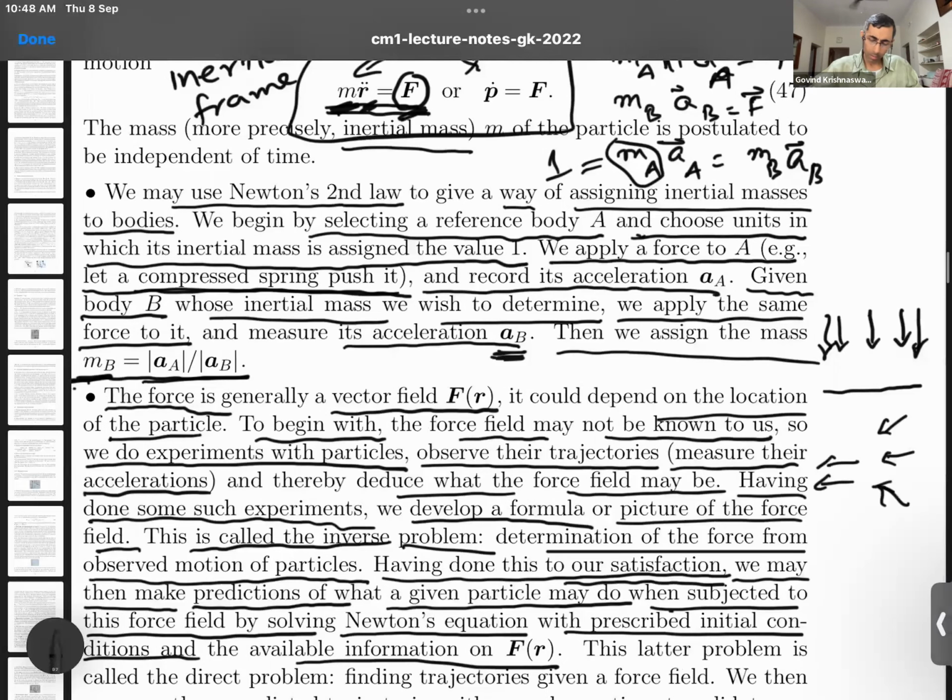Perhaps something like this. By doing small experiments, we have determined the force field, the lengths of the arrows, and so on. Having got this picture, we do something new. We now introduce a particle somewhere there. Having determined the force field, we know what force it's going to be subject to. And then we solve this equation and determine its trajectory. We will join the dots, in a sense, and find its trajectory.